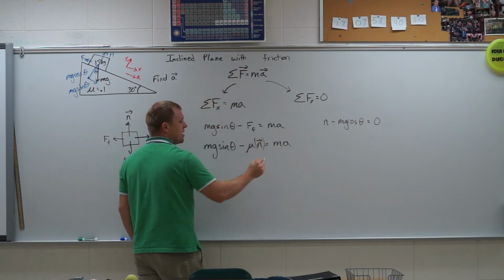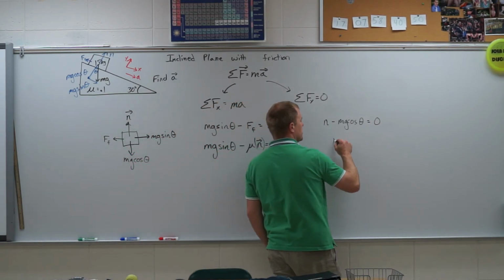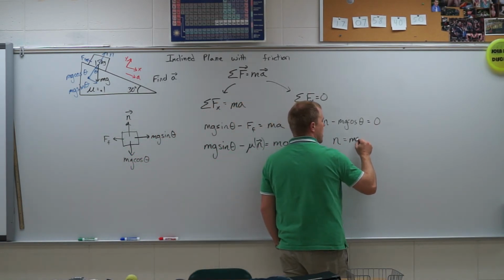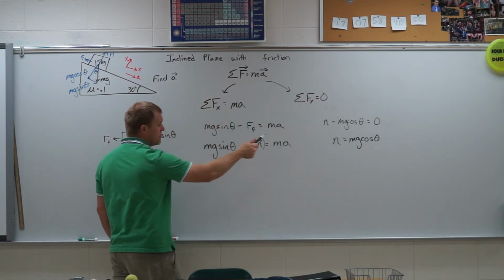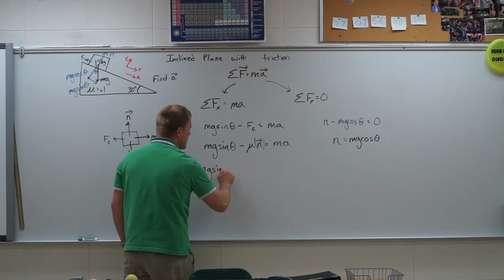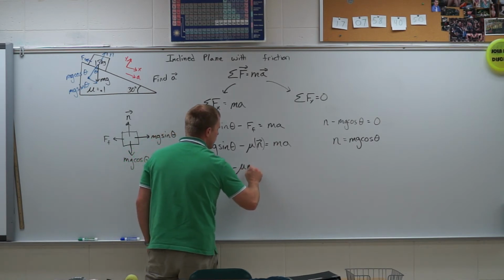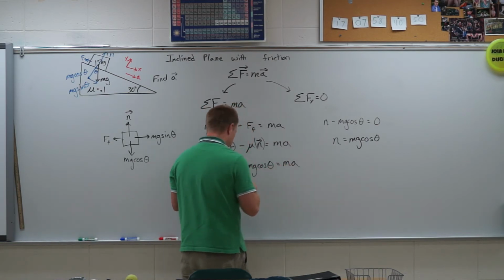Now again, I'm going to have to substitute in for normal force, and I'm going to find the normal force over here in my y direction. So I have normal force equals mg cosine of theta. All right, we're going to go ahead and substitute that in. So substitute, substitute, substitute, right? mg sine theta minus mu mg cosine theta equals ma.